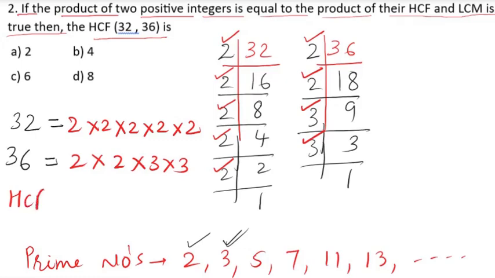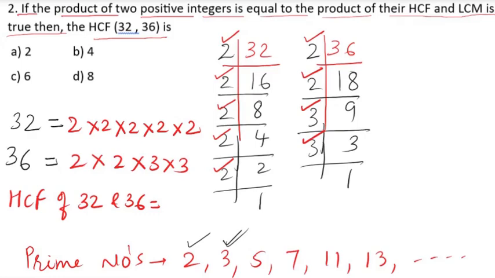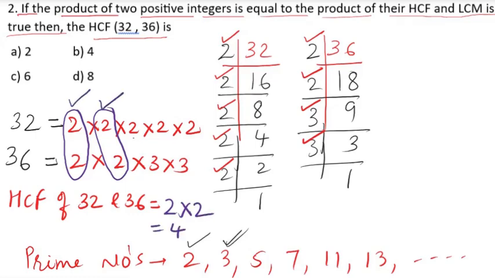Now the HCF of 32 and 36. Here, 2 is a common factor in both the numbers. This 2 is also common, and after this 2, this 2 and this 3, nothing is common. So we take 2 once from the first and 2 once from the second, so 2 into 2 is 4. So the HCF of 32 and 36 is 4. This is the correct answer.